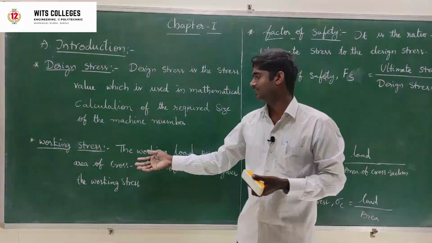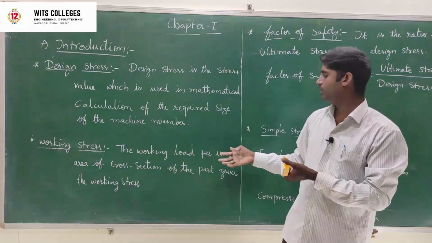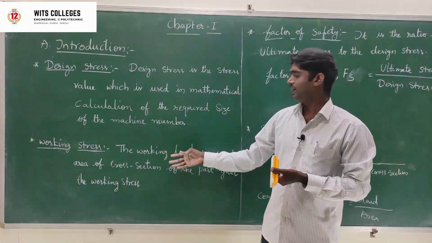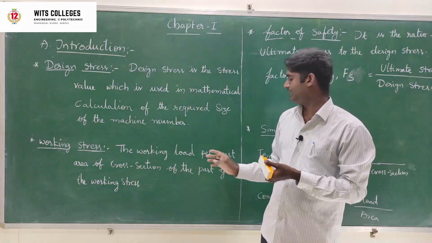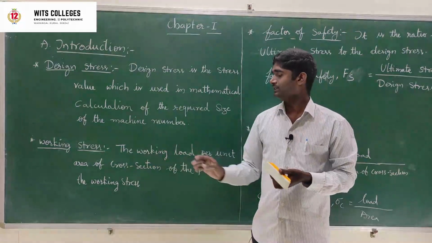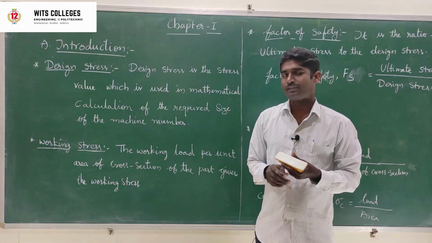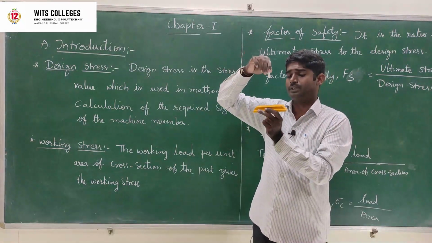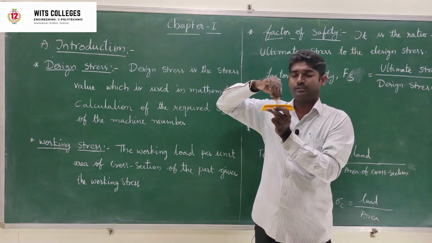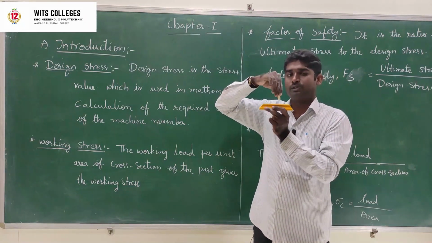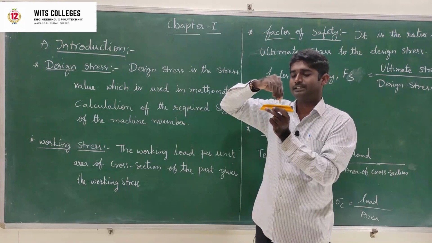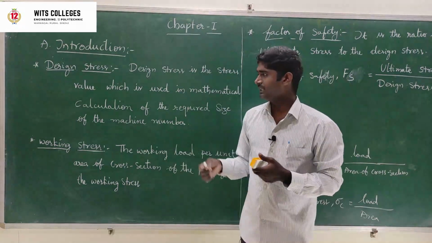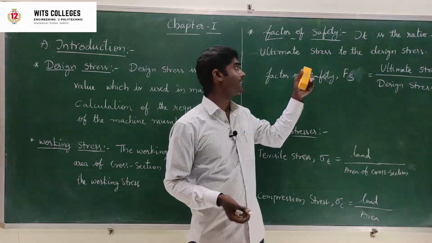Next, working stress. The working stress is the load per unit area of cross section of the part. If you want to apply a load, what is the area of the load? That stress is called working stress. Next, using these stresses, factor of safety.